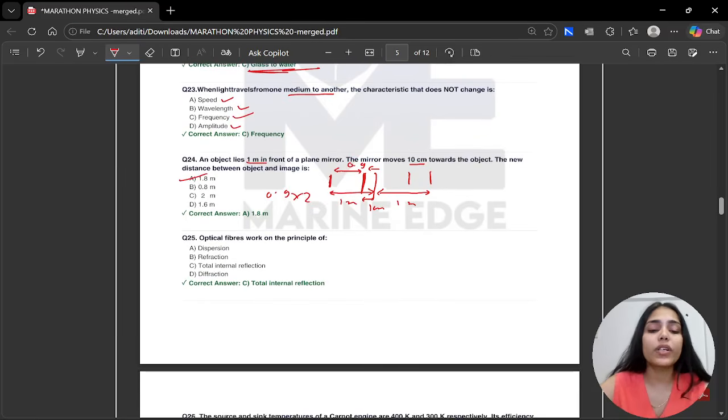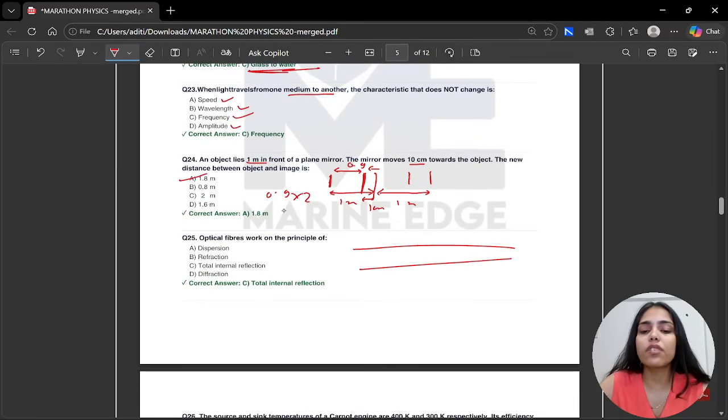Now, optical fibers, what principle do they work on? So optical fibers are wires like this. They work on the principle of total internal reflection. So waves are sent, and they are made in such a way that whatever reflection of waves happens, the whole reflection stays inside the system only. The angle of incidence is more than the critical angle. So optical fibers work on the principle of TIR.